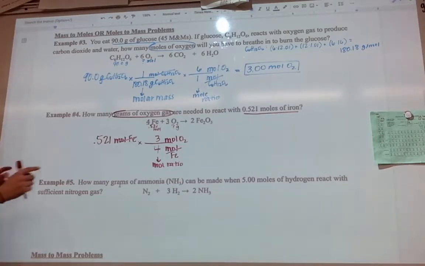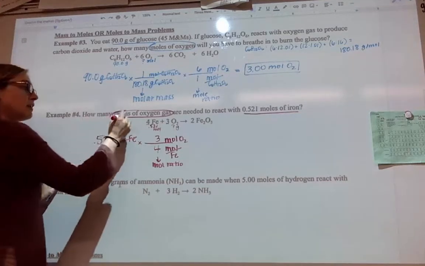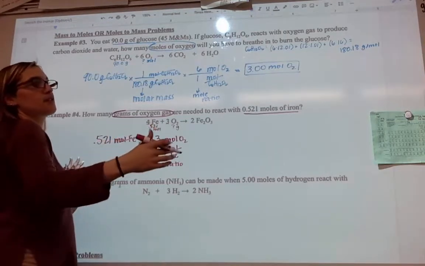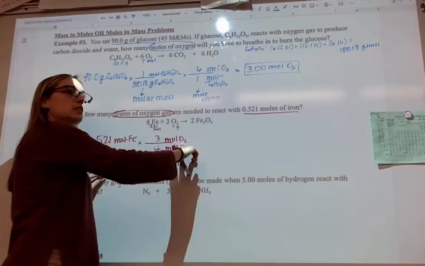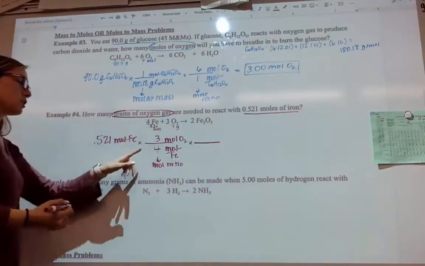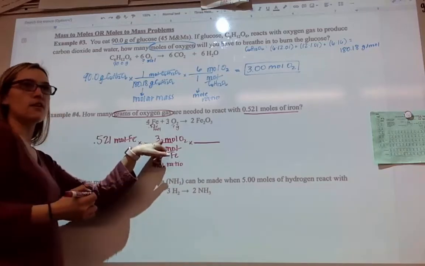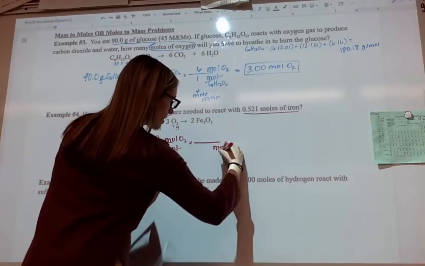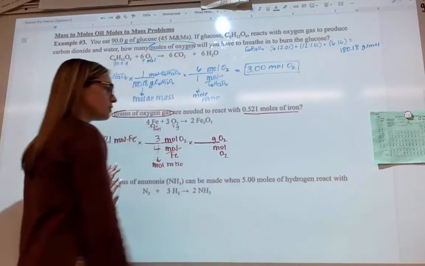What I wrote underneath here, do I want moles as my final answer? No. My final answer, we want grams of oxygen. So now we have to actually do that 4th step, which is taking moles of your new substance and going back out to a different unit. So right now I'm at moles of O2. Moles of iron have canceled. I don't want moles of oxygen. I want grams. So that means that moles of O2 is going to go down here on the bottom, again, so that it cancels. I want grams of O2.